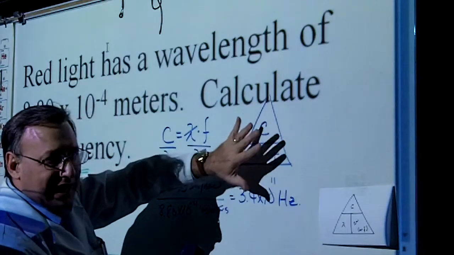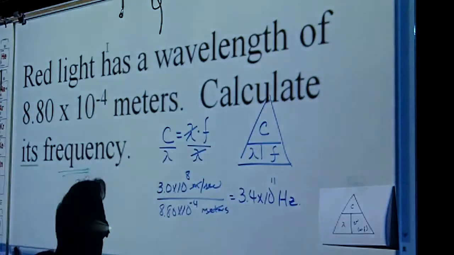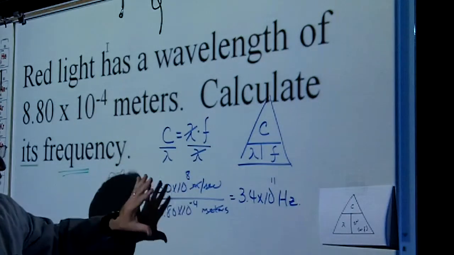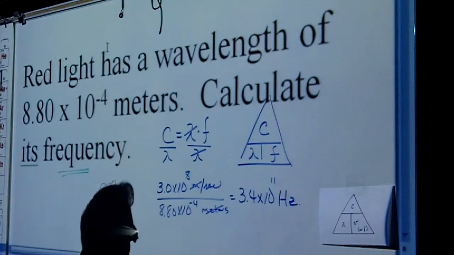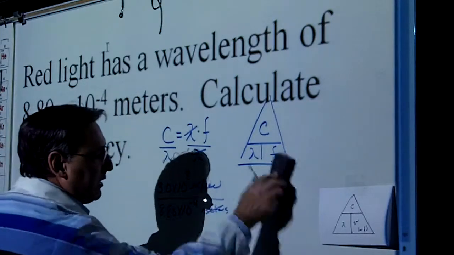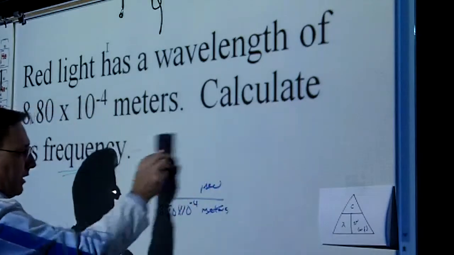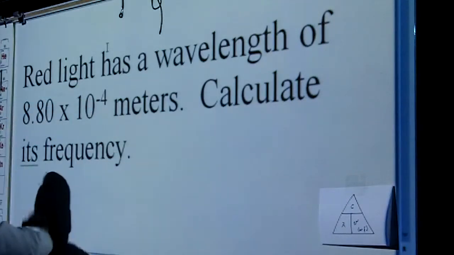So I can use this little diagram to help me remember what I do to arrive at what I'm looking for. All right, so 3.4 times 10 to the 11th hertz for number 1. Let's take a look at another problem.